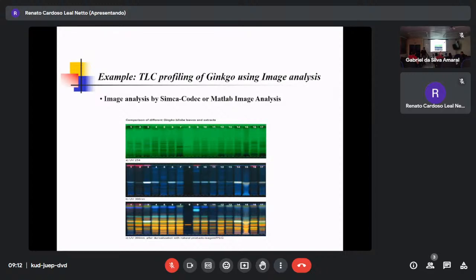Nowadays, there is a TLC mass interface. Mass interface means you put the TLC, the robot comes, scrapes out, washes, and so directly you can inject to the mass.